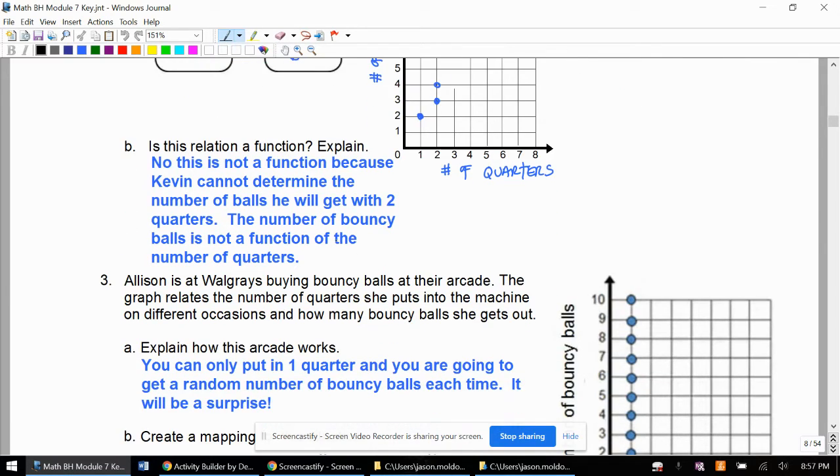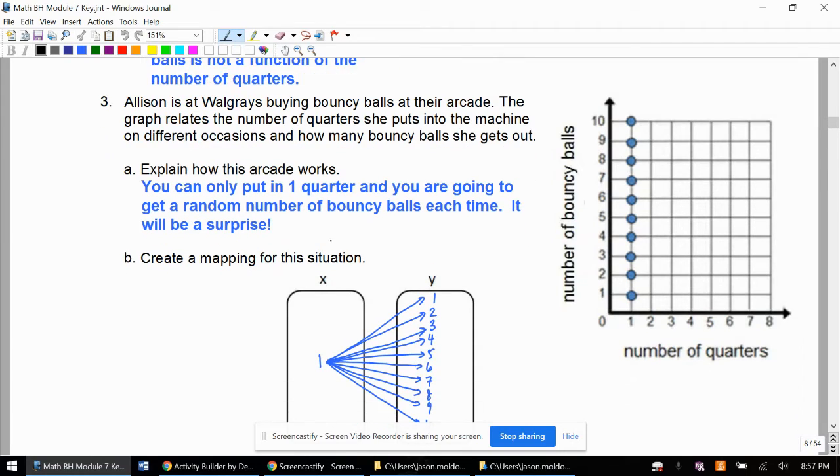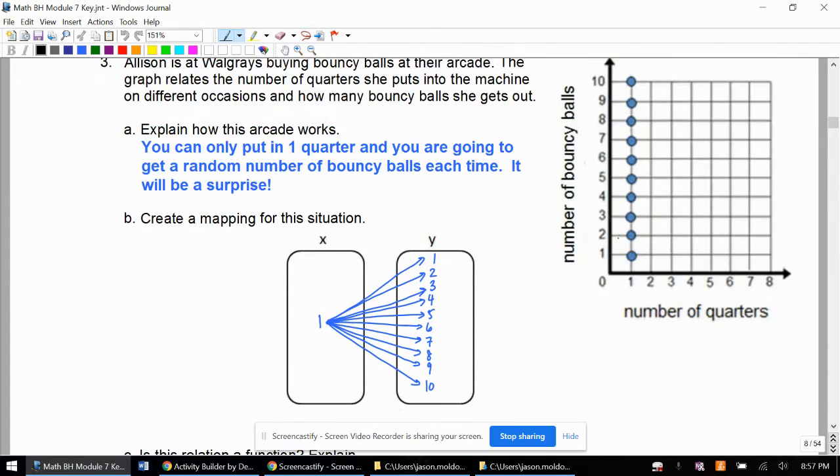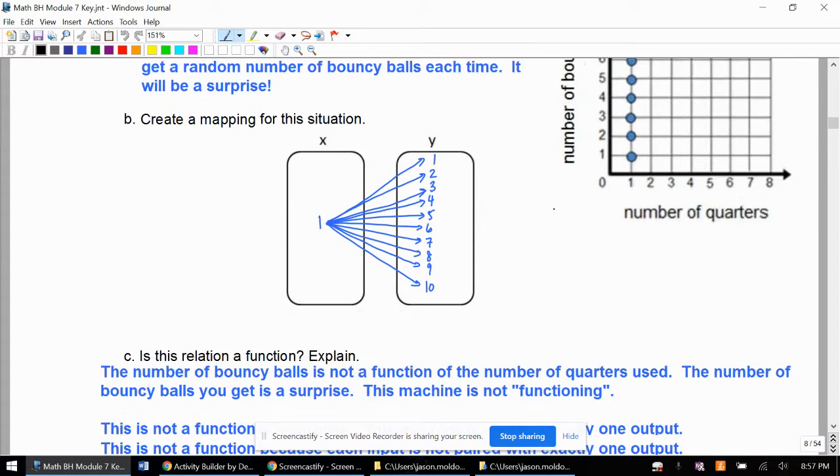like number one. This one involving Allison was kind of a cool graph, and it had a kind of crazy map that keeps going. And this is kind of a barrel of fun, so to speak, for a vending machine. You put one quarter in. You can only put one quarter in, and you randomly get some number of balls. You're not going to know what it is.